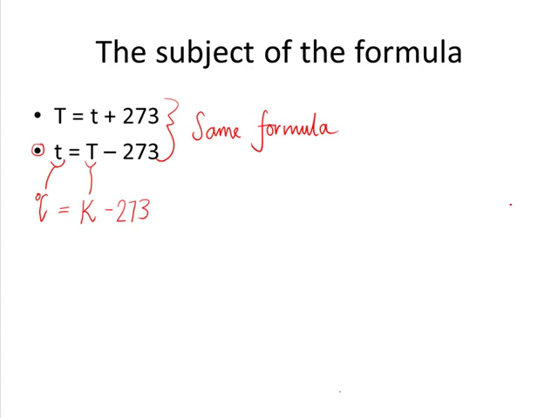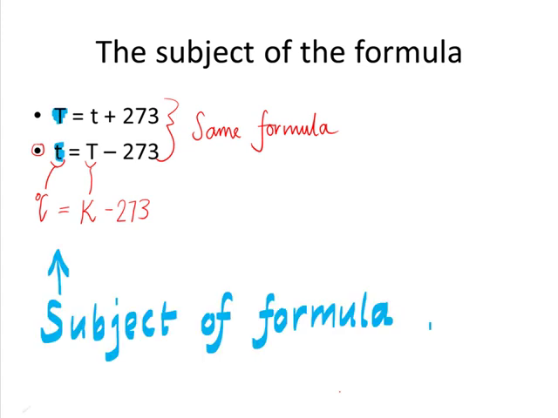One has the capital T as the subject of the formula and the other has a small t. So the first one is easier to use if you're trying to find out what capital T is, whereas the second one is easier to use if you're trying to find out what small t is. Can you see that these two formulae actually mean the same thing? So you need to learn in this lesson how to change one form of the formula into another form.